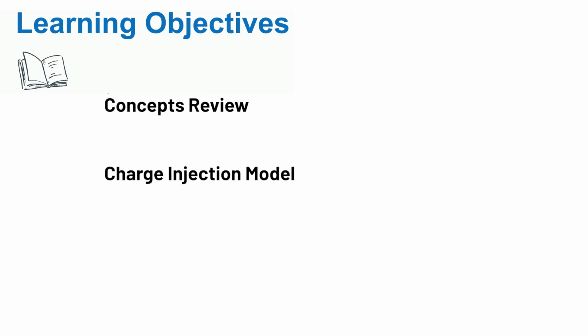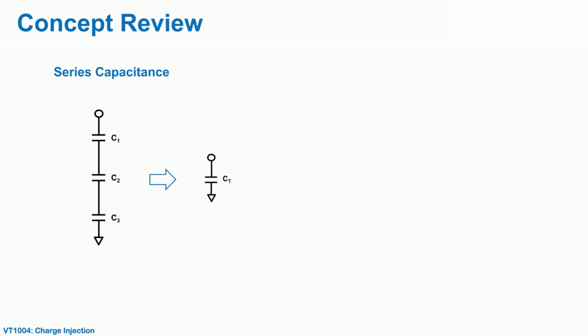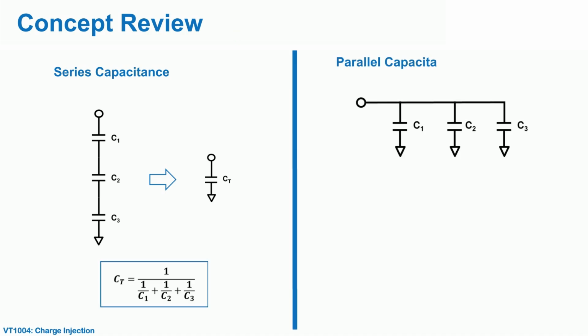circuits, to explain the charge injection model, to explain the causes and effects of charge injection in circuit applications. Capacitance combinations are usually connected by either series, parallel, or a combination of the two. In series-connected capacitors, as shown in the figure, the total capacitance is calculated using the equation below. In parallel-connected capacitors, as shown in the figure, the total capacitance is calculated using the equation below.